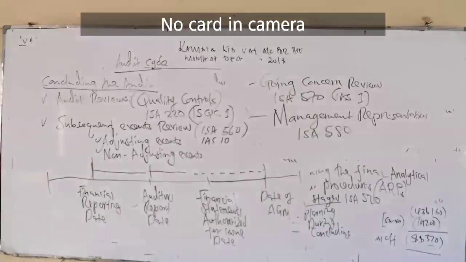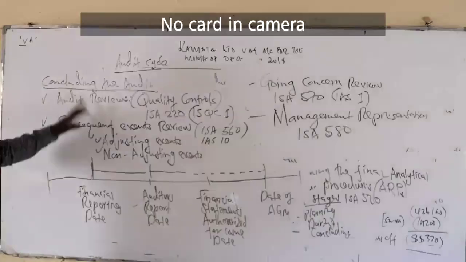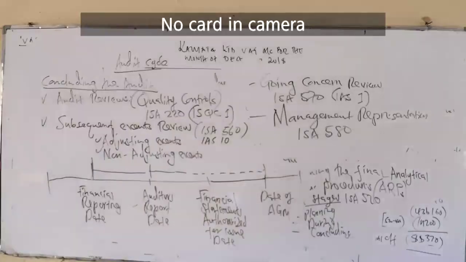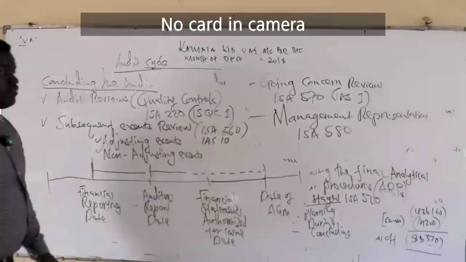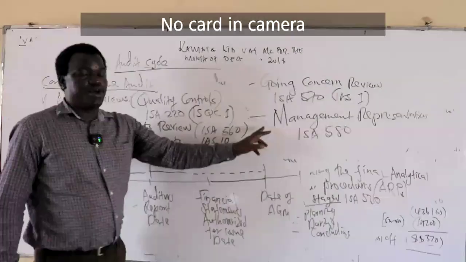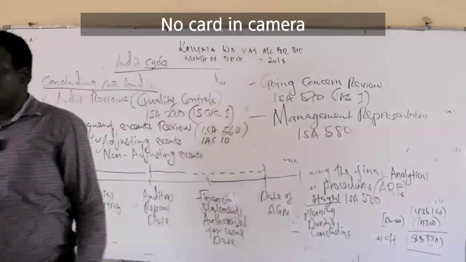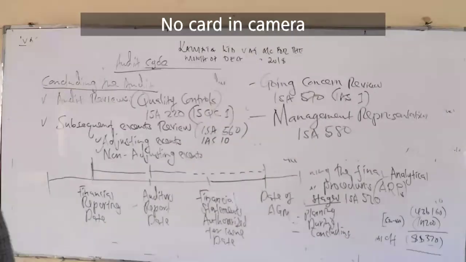So class, those are the things that we consider as part of audit review, or audit finalization, or concluding an audit. As an entire topic of audit review, we shall be discussing all those areas. In this unit, you are required to know how to draft a management representation letter. So we shall be guided to figure that out by looking at these various aspects.